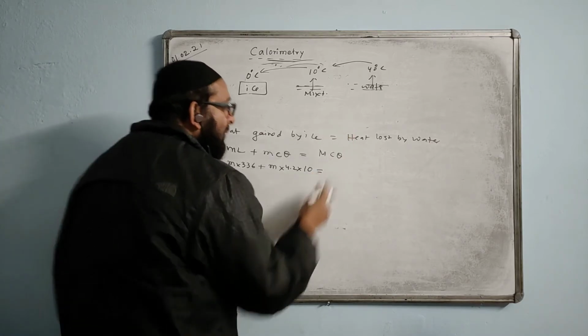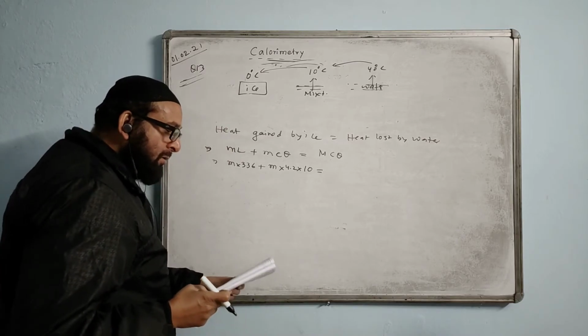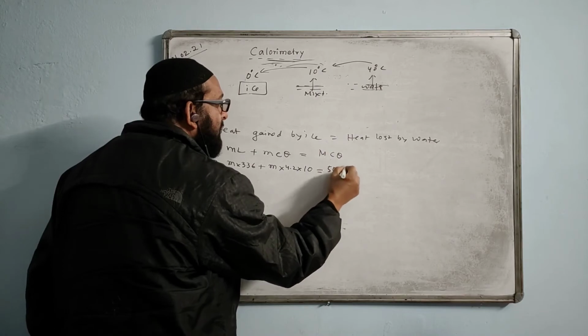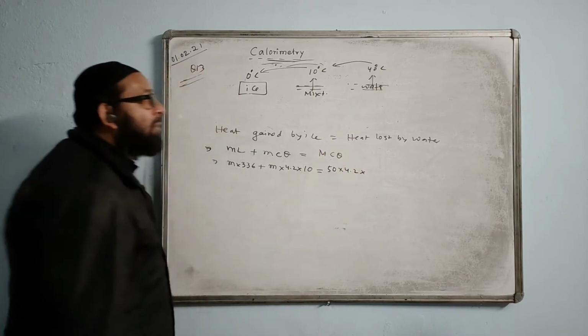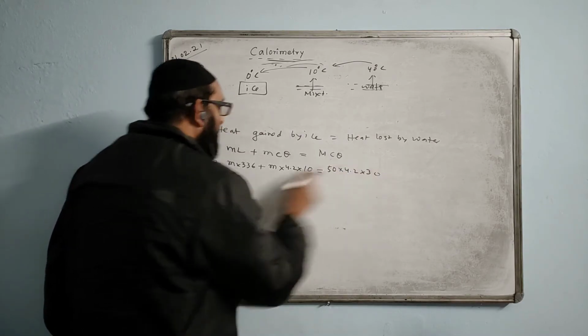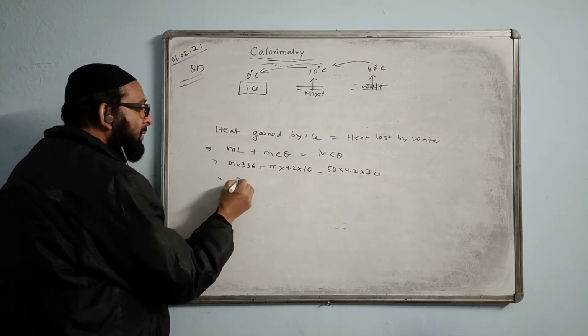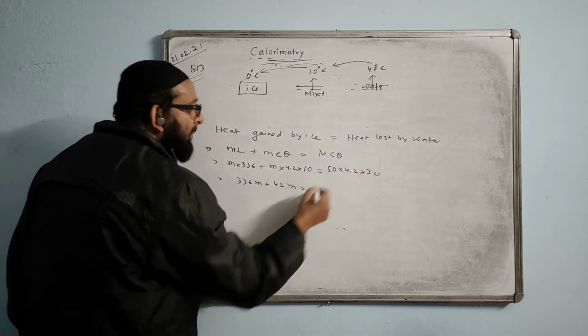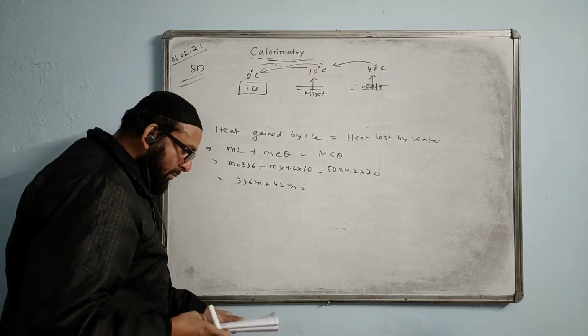What is the mass of the water? The mass of the water given in the question is 50 grams. This is 4.2. What is the temperature difference for water? 30. Using this, the calculated value of 336 m will come 42 m, multiplying everything.